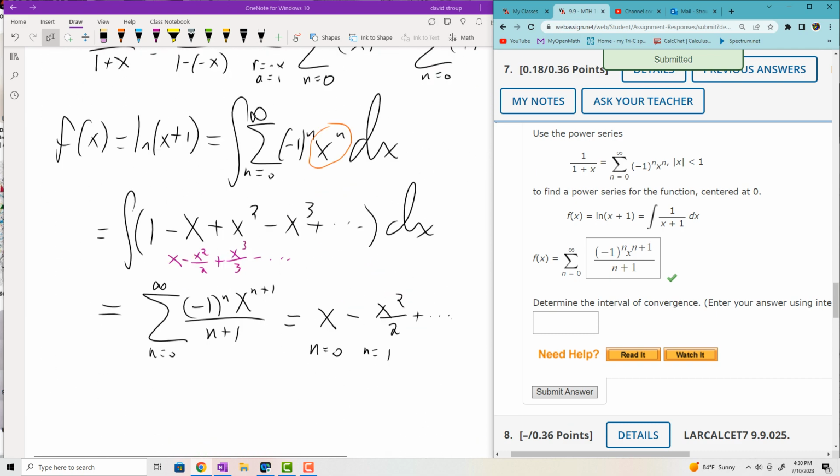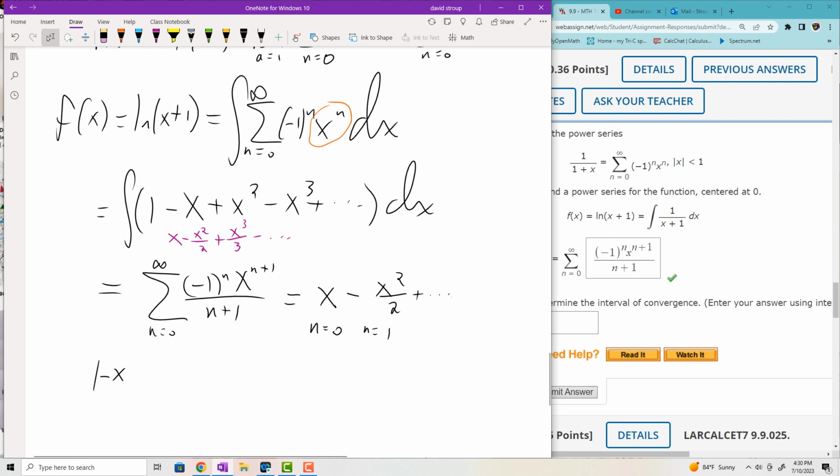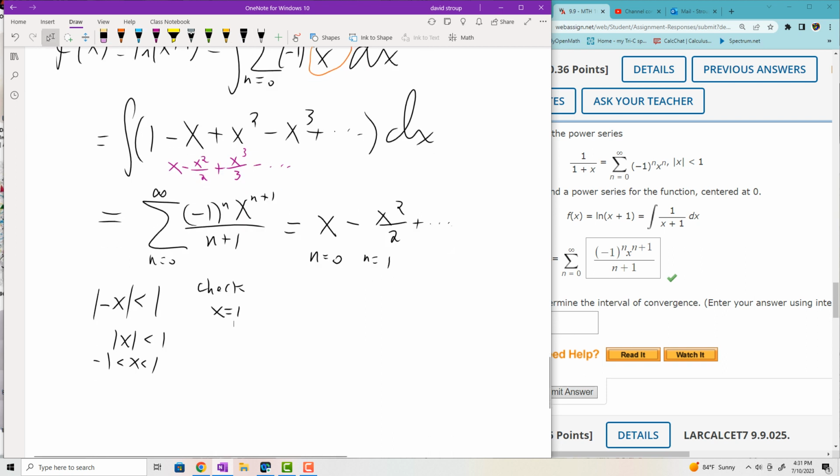And it gets a little tricky here, right? The original series will converge when the r value is less than 1. So the absolute value of negative x is just going to be absolute value x, and that will be in between 1 and negative 1. But when you integrate, you typically pick up some convergence. So we need to go through and check the endpoints. So check x equals 1. All right, let's start on the left. Let's kind of do it in order.